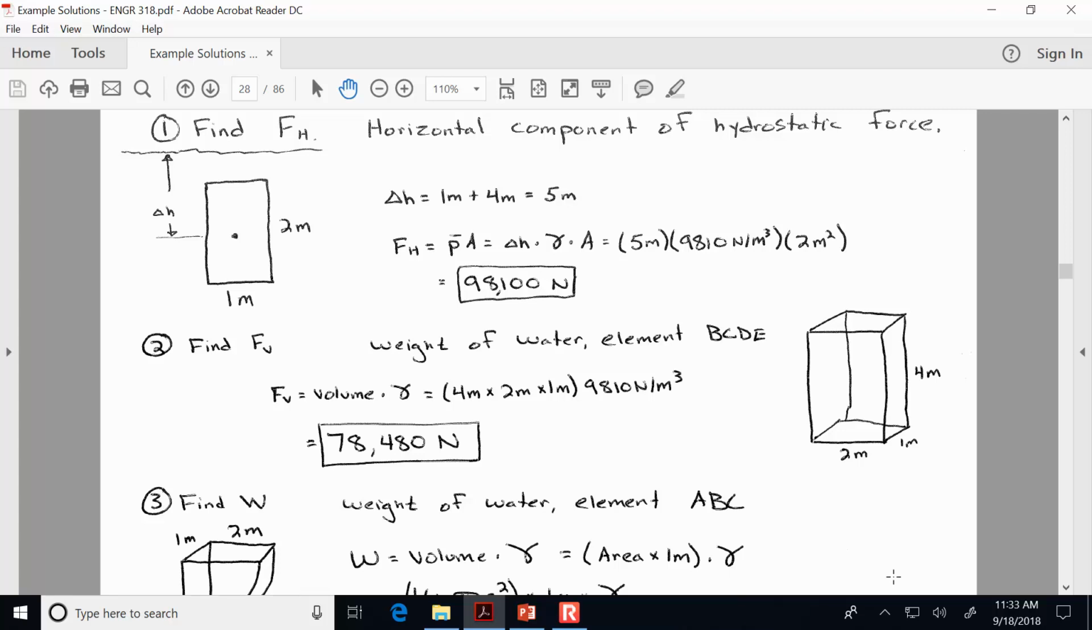Find the pressure at the centroid with delta H times gamma. Multiply that by the area, not of the actual surface. It's the area of the projection. So it's going to be 1 by 2. Okay, so the horizontal component of hydrostatic force is 98,100 newtons. Any question about this first part?